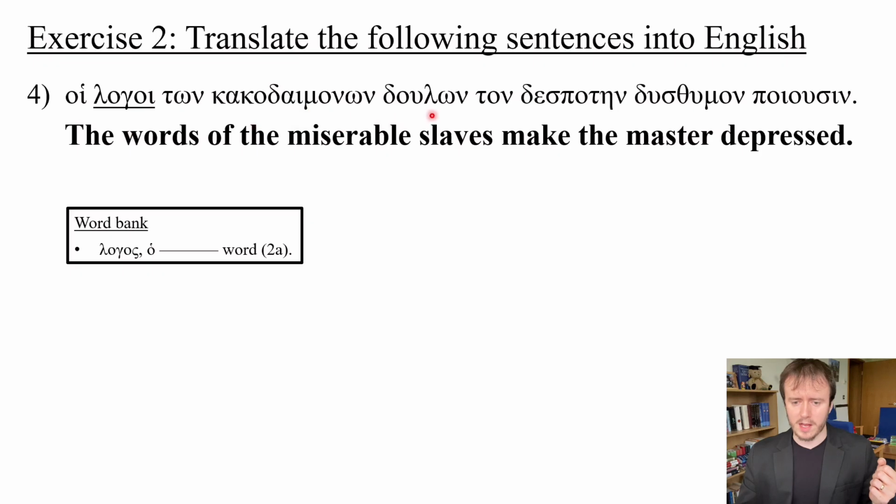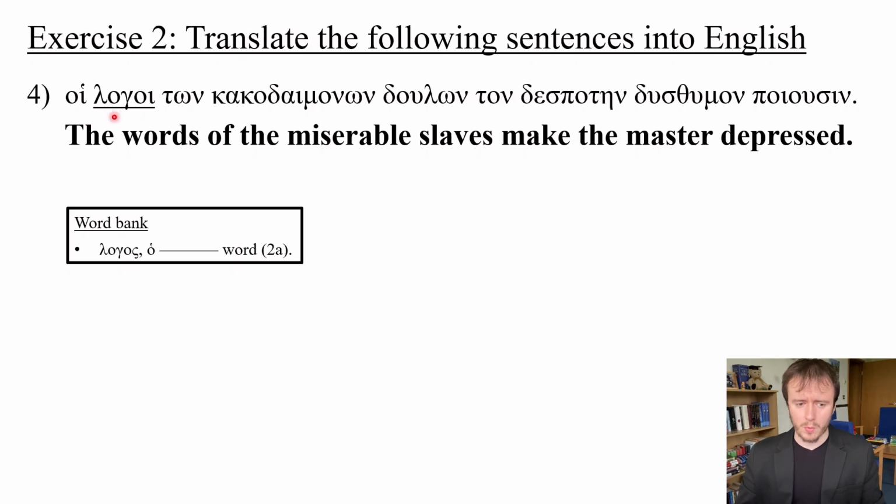So the words of the miserable slaves. Ton despoten is the master in the accusative singular, so he's the direct object of the verb. Dustumon is an adjective, dustumos, in the accusative singular, in particular the masculine accusative singular here, agreeing with despoten. But we don't know exactly the function it's playing in the sentence until we get to poiousin. Poieo is the verb to make or do. Here, they are making, because it ends in ousin, we know that they are doing the action. And the subject was hoi logoi, the words.